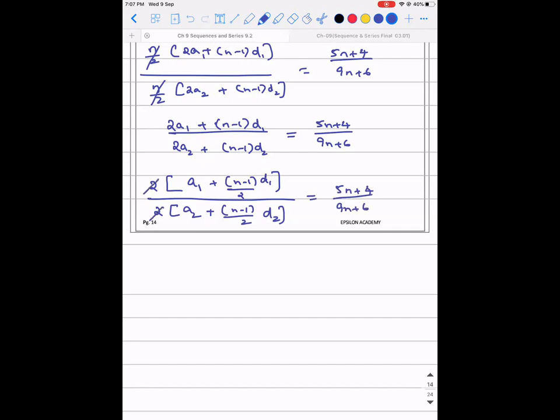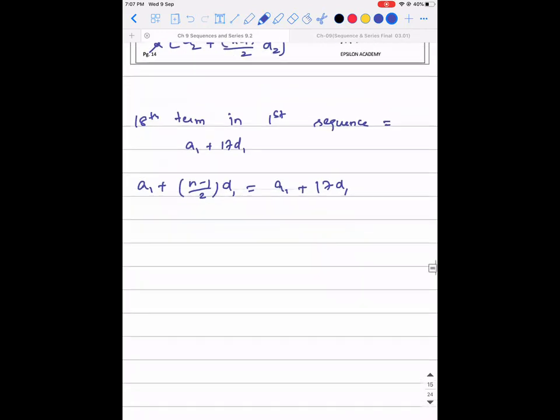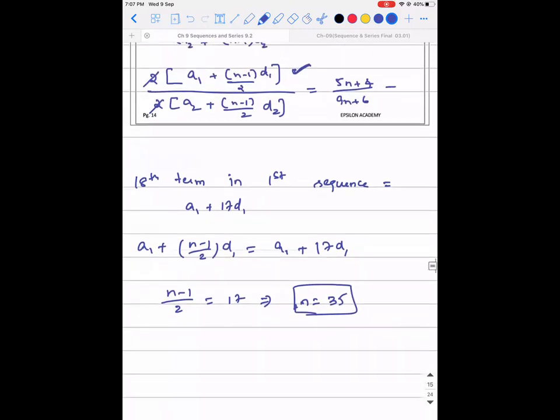So what will be the 18th term in a progression? The 18th term in the first sequence will be a1 plus 17 d1. Is that right? So we need to get a1 plus 17 d1. If a1 plus (n minus 1) by 2 into d1 should be equal to a1 plus 17 d1, then (n minus 1) by 2 should be equal to 17. So n will be equal to 35. In expression number 1, you need to substitute n is equal to 35, and you will get the required answer.